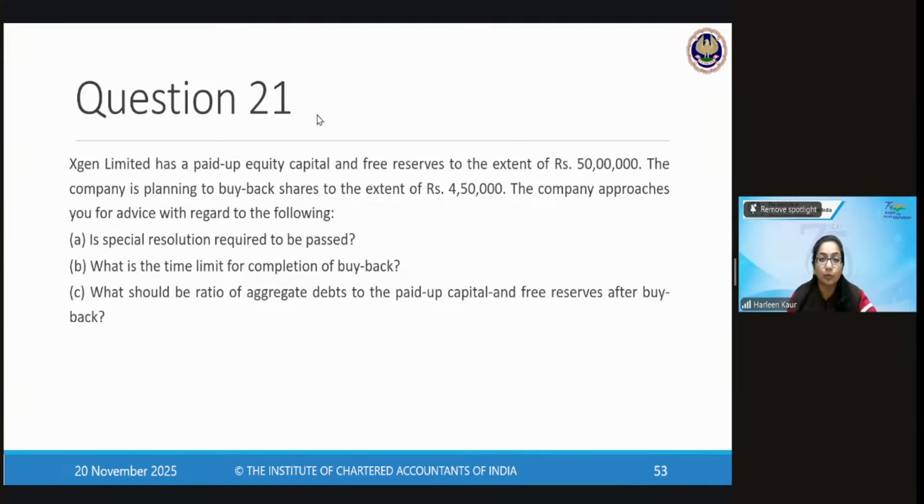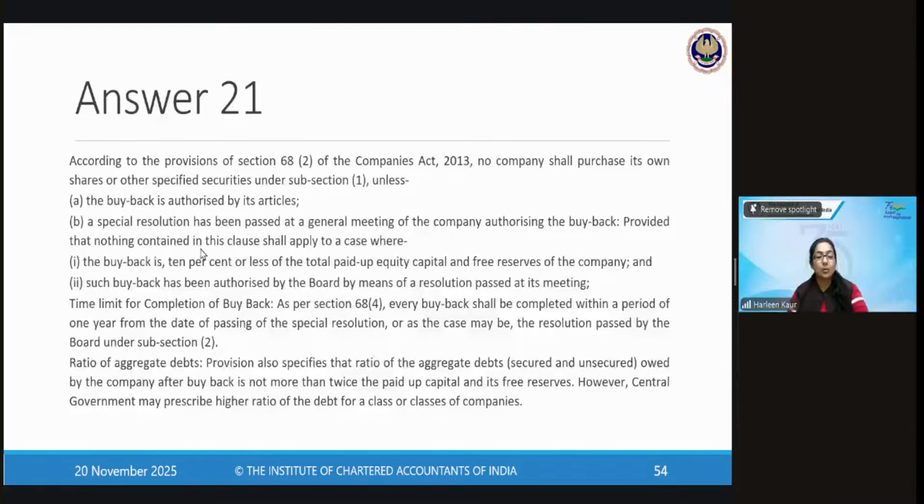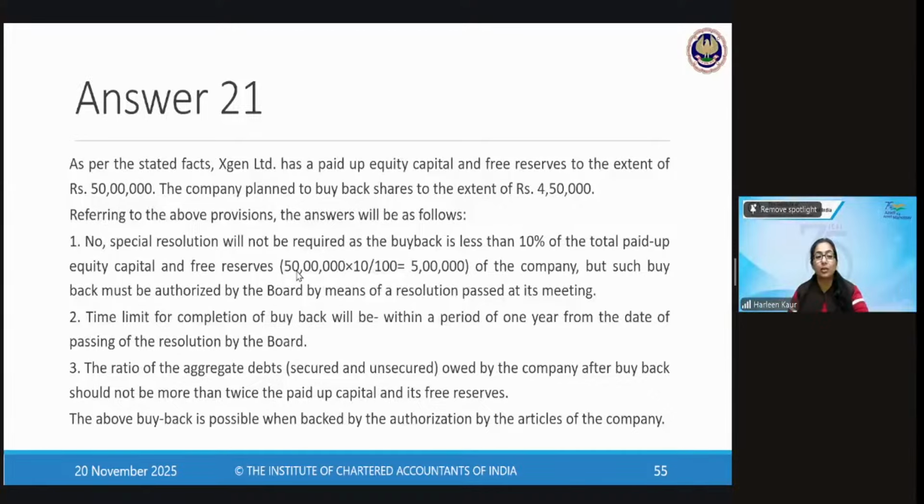Okay, I'll interact with all of you for the last 2 minutes. Let me just complete the answer for this one. So SR is required. Again, the buyback is 10%. Time for completion is 1 year. And the aggregate debt ratio should not be more than 2:1. So the same you have to put over here. No SR is required because it is less than the 10% limit. Time limit is within a period of 1 year. And the ratio will be again twice the paid up capital and free reserves. Buyback when backed with the AO authorization is absolutely possible.